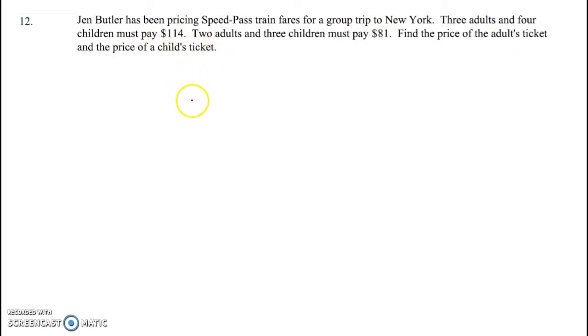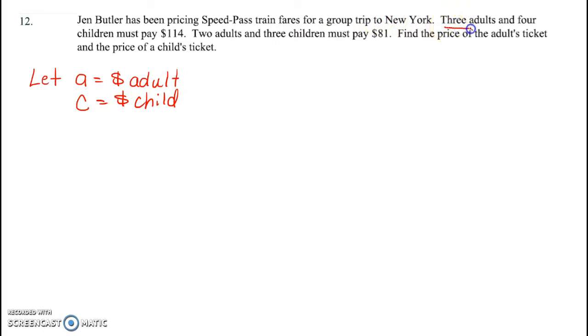Okay, I always start off by defining my variables. I want to know what it is that we don't know, and what they're asking us to find, is the price of an adult ticket and the price of a child ticket. So I'm going to let A equal price for an adult, and I'm going to let C equal the price for a child ticket. Okay?